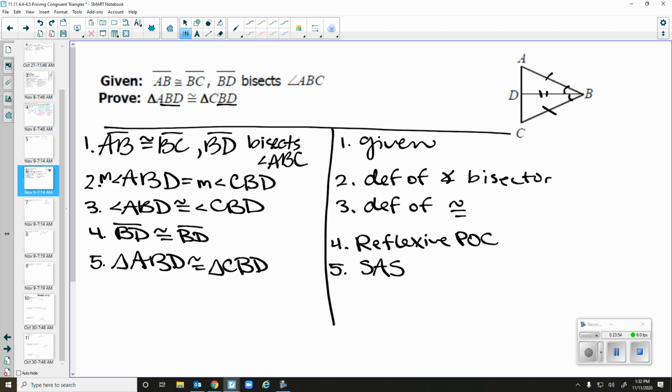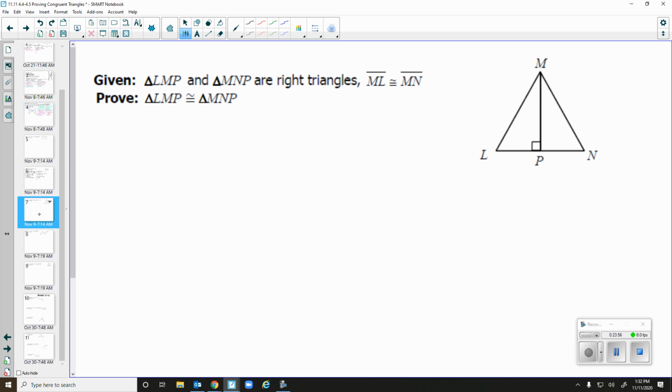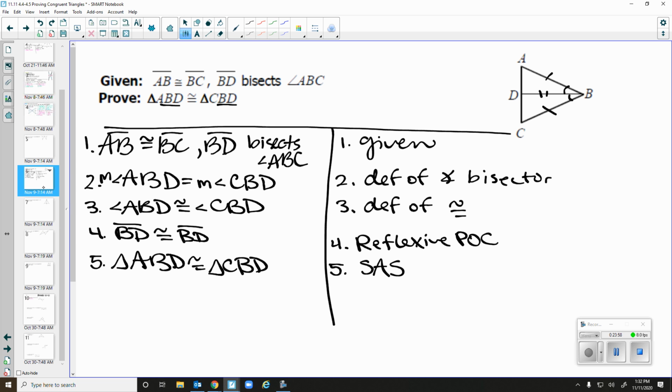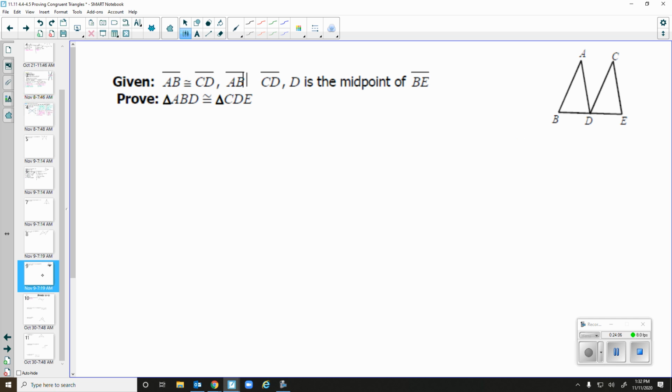Okay. So I want y'all to do the very last one on your paper. Is it hard? No. It's roughly 5 to 6 steps. About 5.